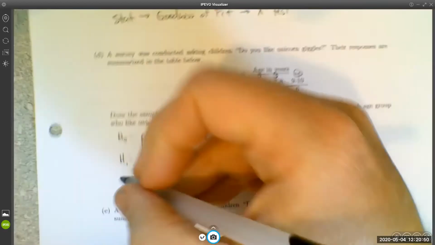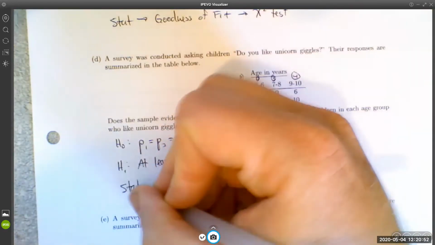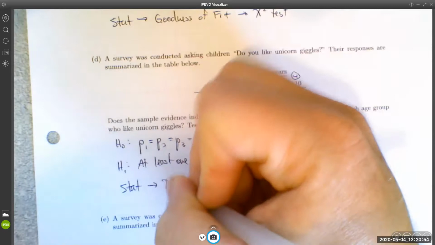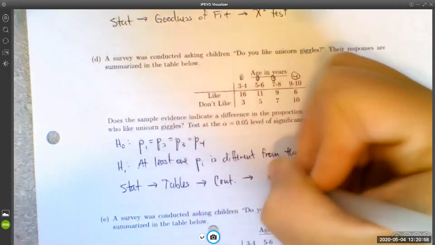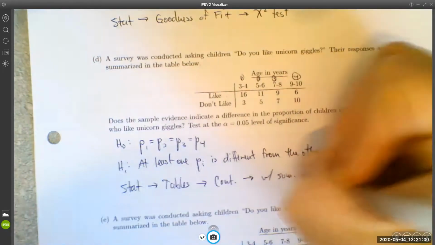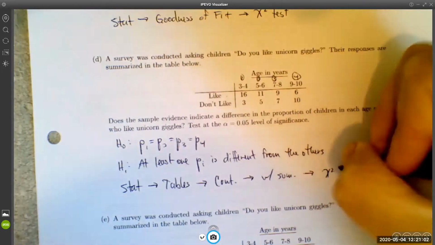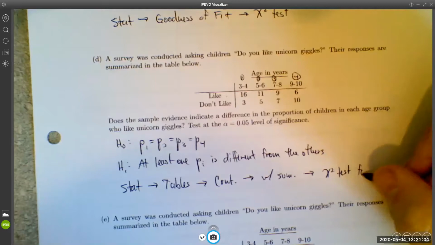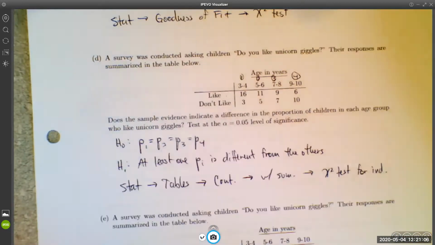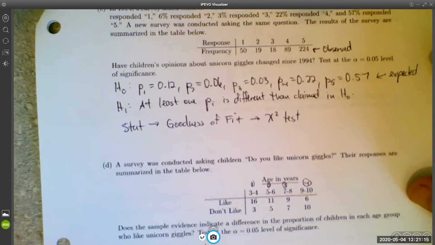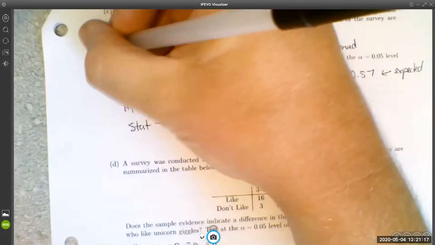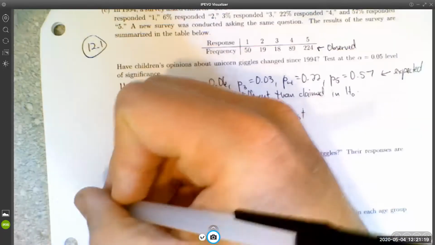Okay? To run that test, you go to Stat, Tables, Contingency, with Summary, and then you run the chi-squared test for independence. Okay? So that's that one. Hopefully you can see the difference between parts C and part D. By the way, this was 12.1. This was 12.2.